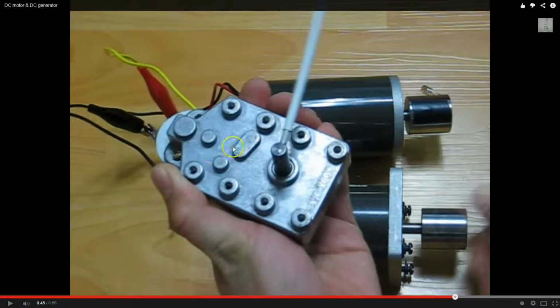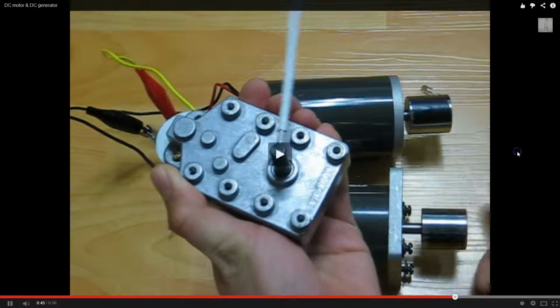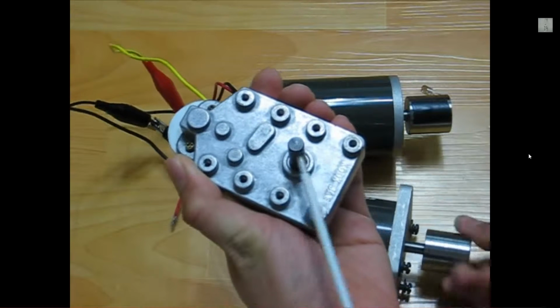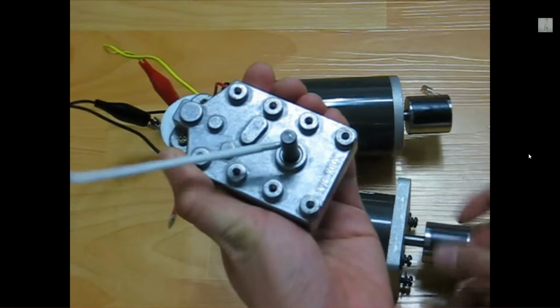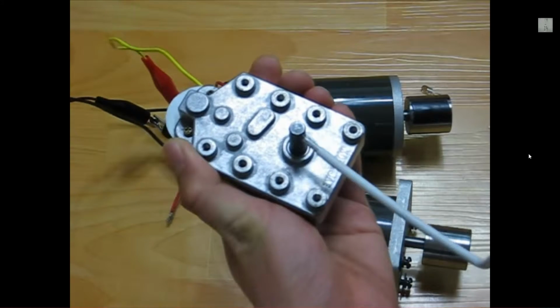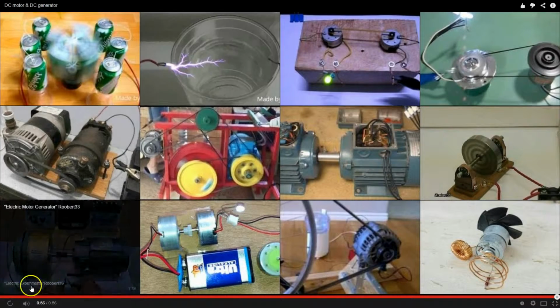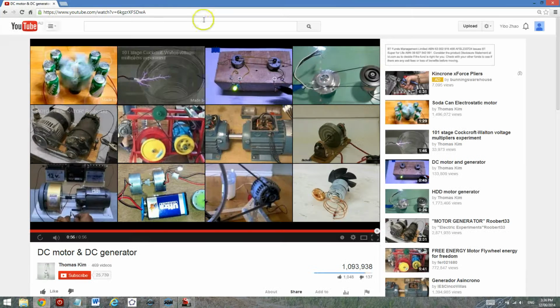This thing there is nothing more than a piece of magnet and a shaft with some wires inside. He turns one, and automatically electricity is produced. So this is just a classic example of a DC generator. So DC motor and DC generator.